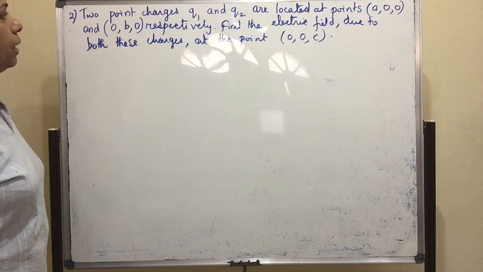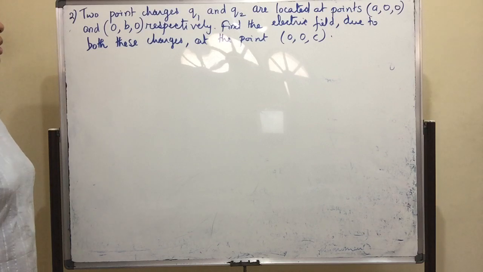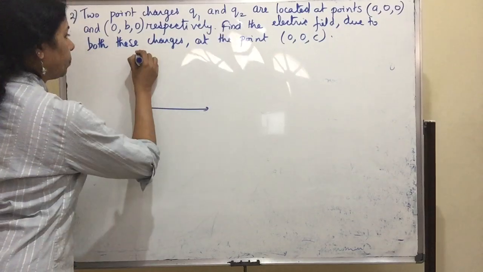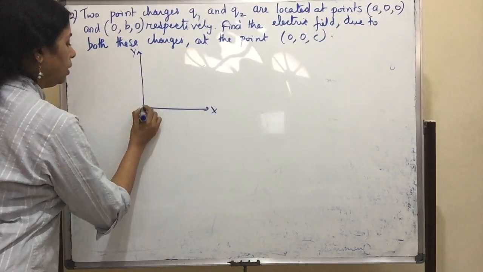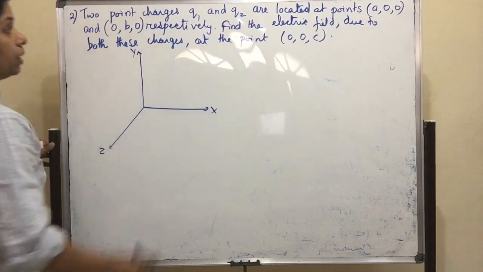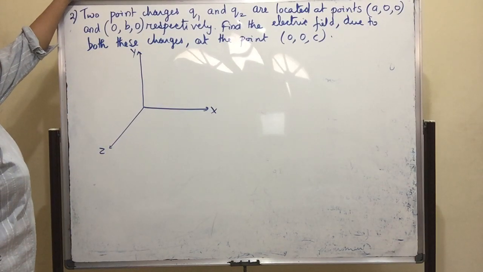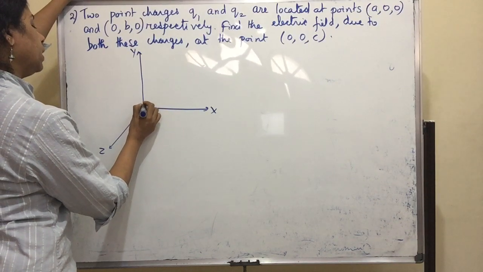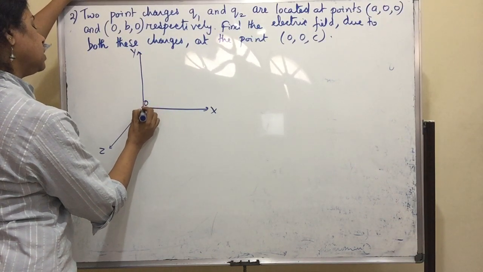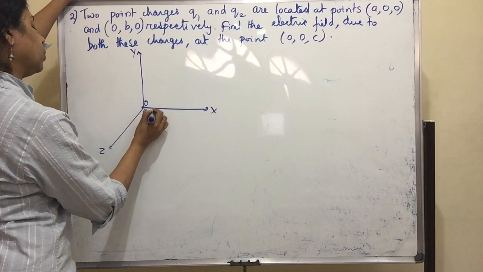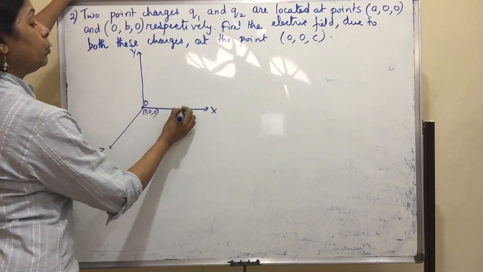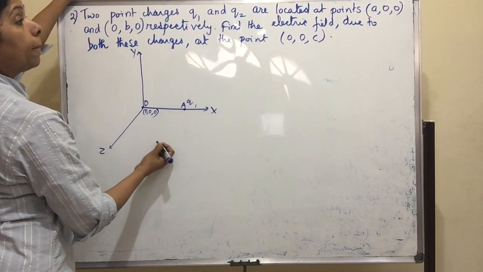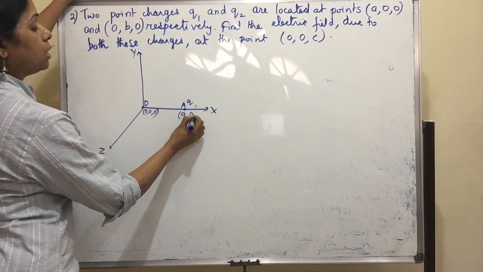So, let's see where these charges Q1 and Q2 are located. I will just draw the x-axis, y-axis and z-axis. Now, Q1 is located at point (A, 0, 0). So, this is the origin. I am going to give the origin the name O, and it is located at (0, 0, 0). And the charge Q1, let me mark it at A, at position (A, 0, 0).